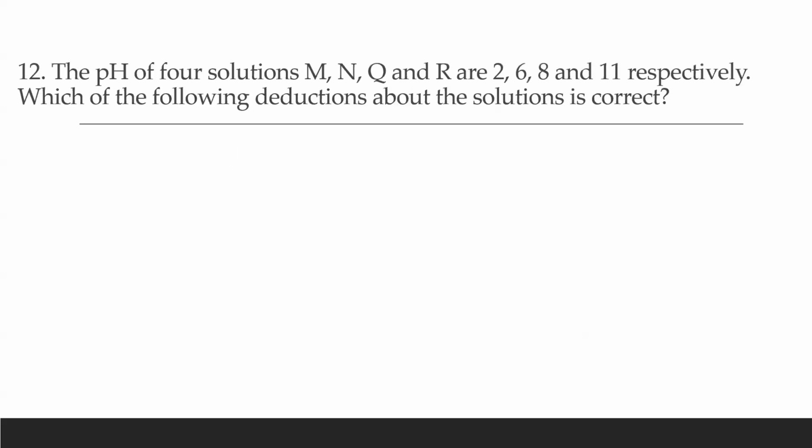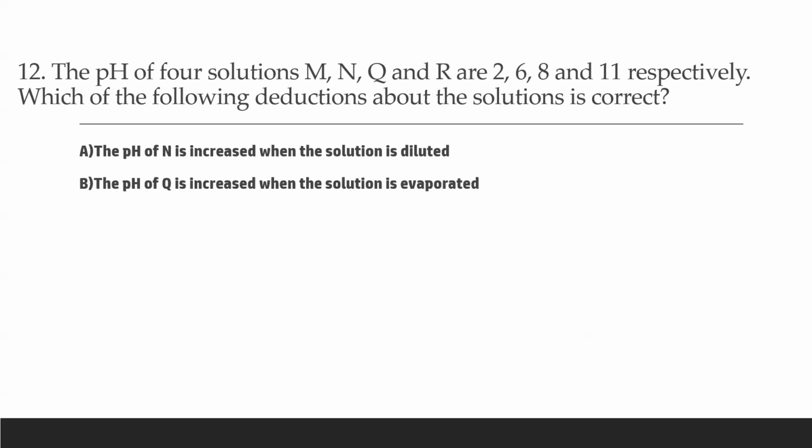Then the pH of solutions M, N, Q, and R are 2, 6, 8, and 11 respectively. Which of the following deductions about the solutions is correct? A, the pH of N is increased when the solution is diluted. B, the pH of Q is increased when the solution is evaporated. C, M is the most alkaline solution. D, R is the most acidic solution. The answer is A.